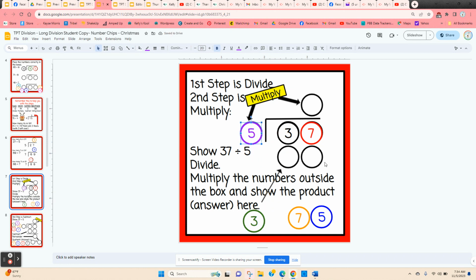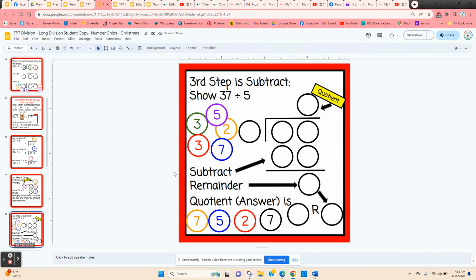5 goes into 37 7 times. Then they're going to multiply these 2 numbers on the outside. 7 times 5, and get 35. So this is just the first 2 steps. The next slide, same problem, but they're going to go one more step. They're going to subtract.